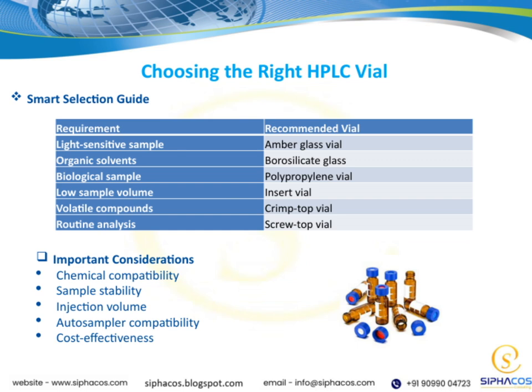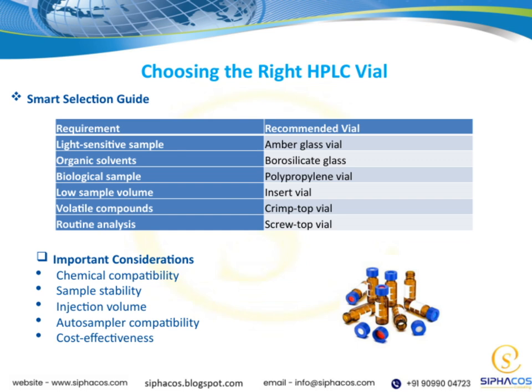Injection volume also matters. If you're working with very low sample volumes, using an insert vial can help improve accuracy and reduce waste. Auto-sampler compatibility is important too, so ensure your vial suits your auto-sampler's requirements for secure sealing and proper fit. Cost-effectiveness shouldn't be overlooked either. Finding a balance between quality and budget is always wise. To help guide your choice, I've prepared a handy table.